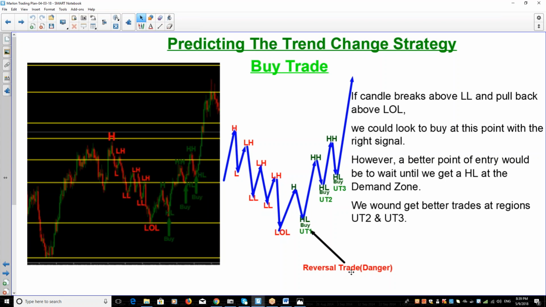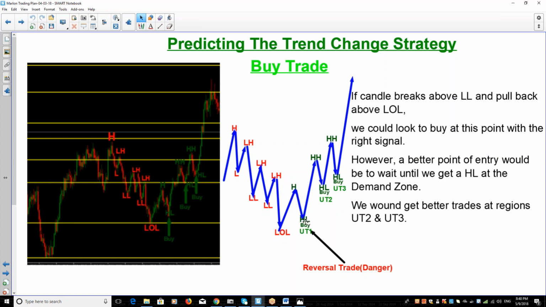Now, if you notice what I call this, I said this is a reversal trade, and the probability of this trade is low. However, if this trade works out, you can have this trade running for a long time. I would recommend, if this low breaks this one, that you take that trade. Okay? So the market breaks below this low to give me a lower low, break up, pull back.